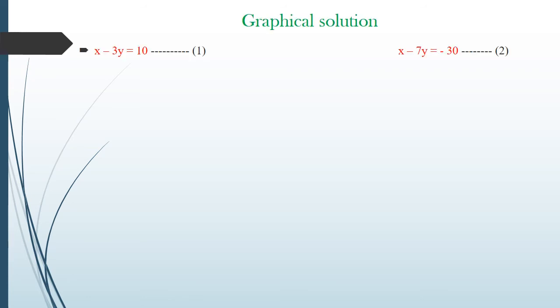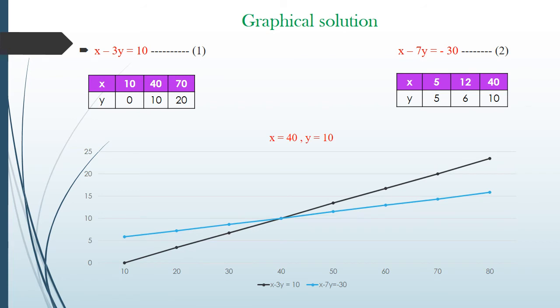Now let us verify whether we have got the correct answer or not through graphical solution. These are the two equations that I had formed in the previous slide, that is x minus 3y is equal to 10 and x minus 7y is equal to minus 30. When I plot the graph of these two equations, I get something like this. You can see here these two lines are going to intersect at one common point, that is x equal to 40 and y is equal to 10. Therefore x equal to 40 and y equal to 10 is the only common solution for these two equations, which means present age of Vinod is 40 and present age of his son is 10 years.